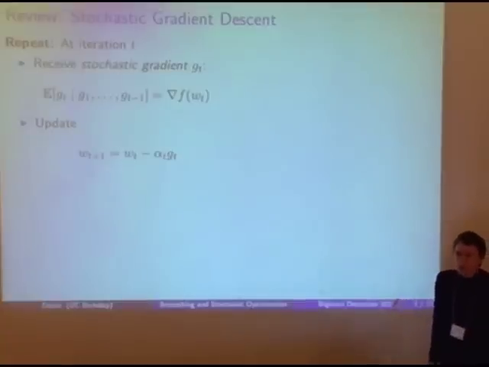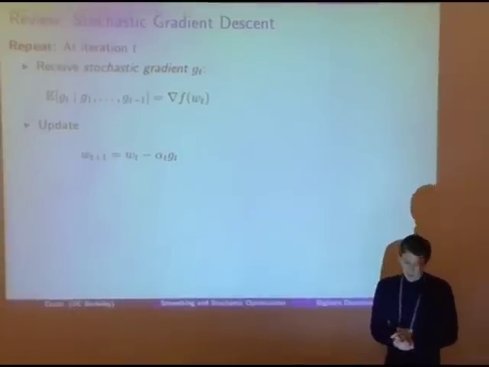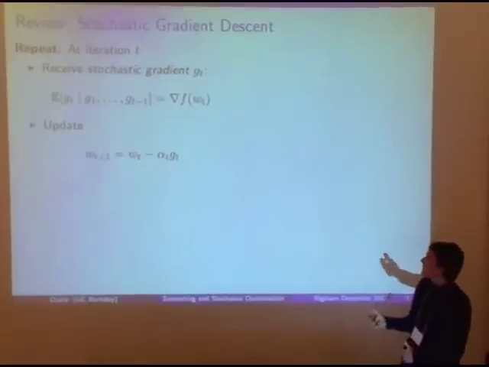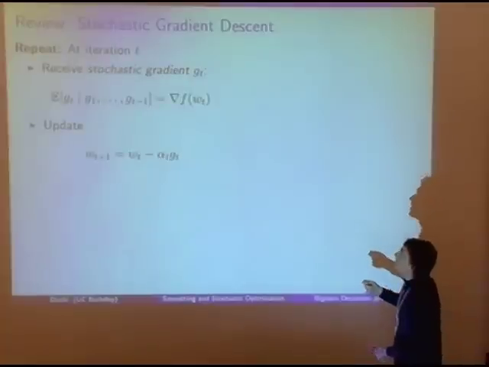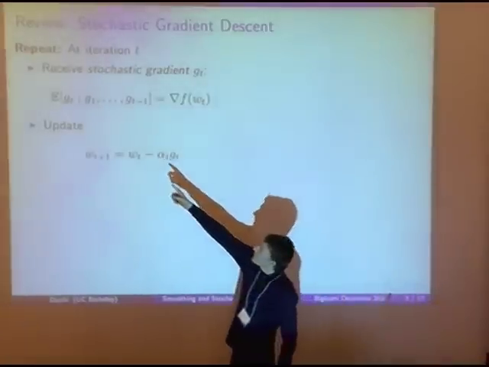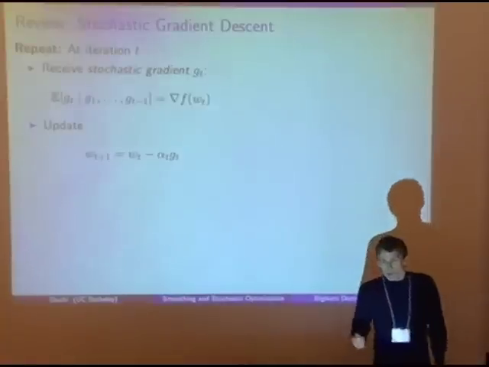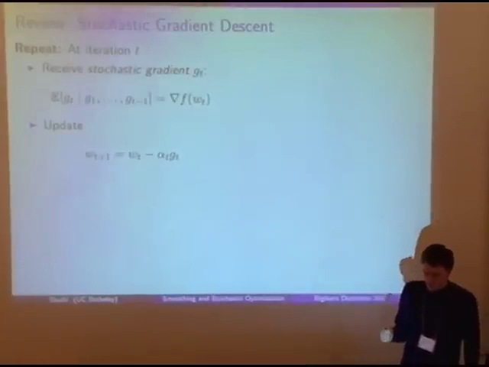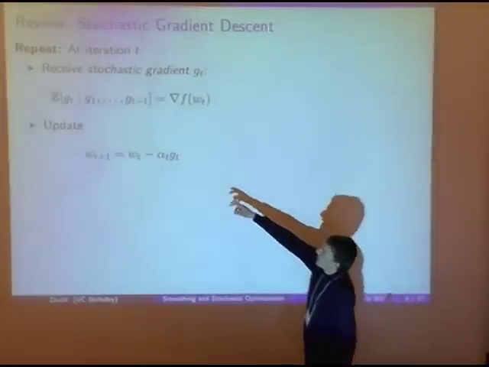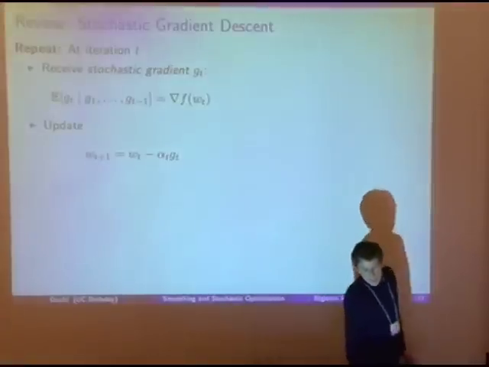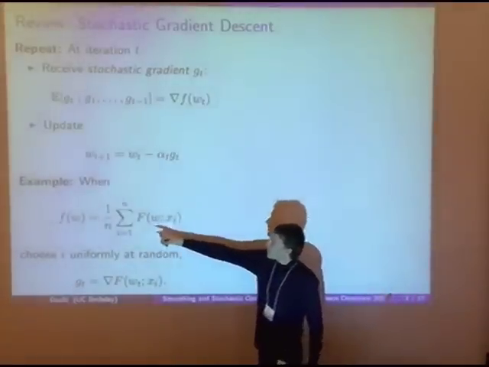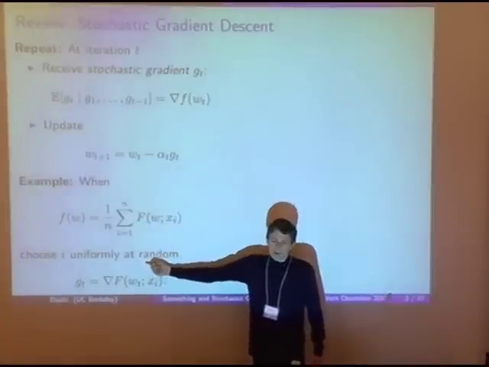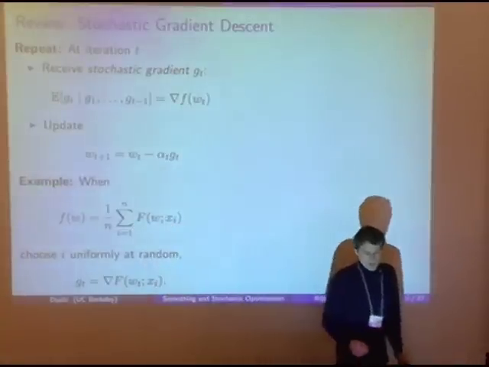So real quick review, you've probably all seen this or heard it 10 times, but stochastic gradient descent. It's an iterative algorithm to solve our minimization problem. How it works is that at iteration t, we receive some gradient, g_t, which is random, but in expectation is the gradient of our loss, evaluated at the current parameters. Then we take some step in the negative gradient direction with some step size alpha_t, and that's going to decrease over time. Simple example, if we have this empirical data set where we've got an average over our x_i's, we can just choose i uniformly at random, and that's our gradient.